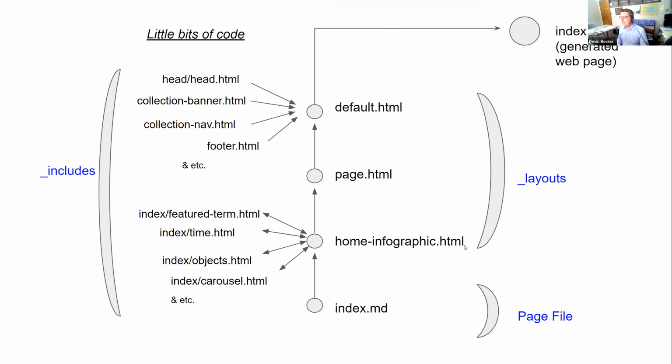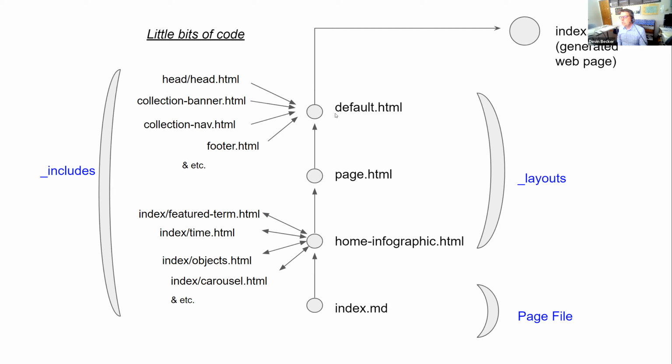And then the home infographic itself is pulling in a bunch of pre-configured HTML options, the include features. So it's got a featured term, which we'll look at. It has a time part, it has the objects, it has that carousel, etc. And all of that is going back into that home infographic. The home infographic then has a layout of page, which we just use basically to center and control the contents on any HTML page.